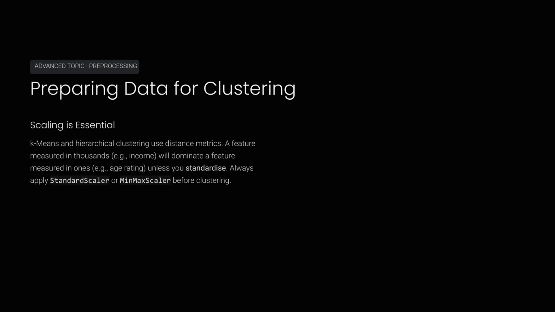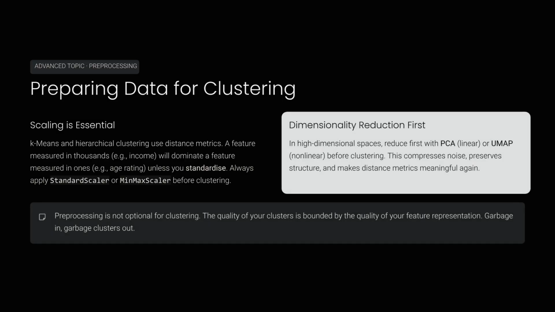Scaling is essential to prevent large-scale features from dominating distance metrics. Always use standard scaler or min-max scaler. For high-dimensional data, apply dimensionality reduction, like PCA or UMAP, to compress noise and ensure meaningful distances.